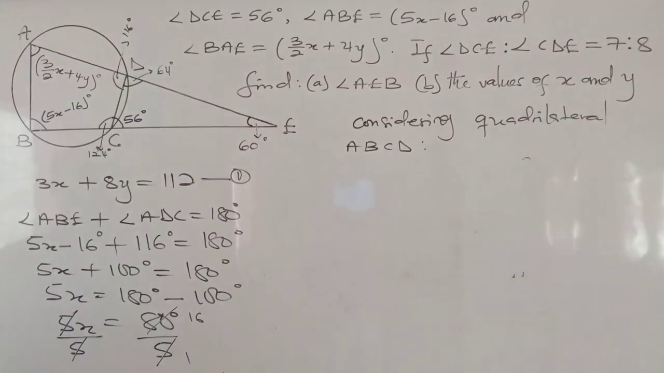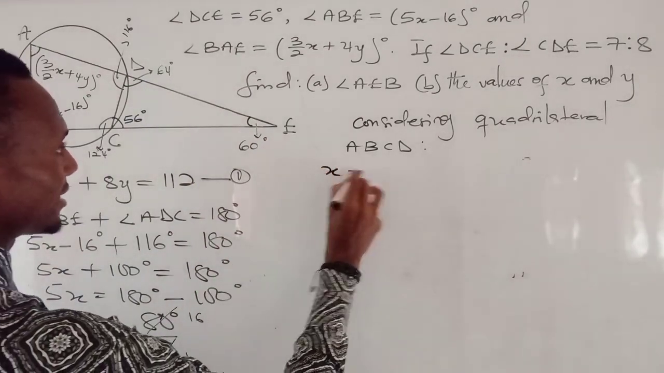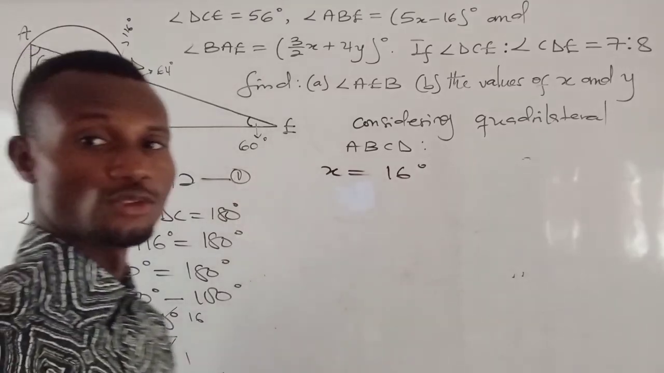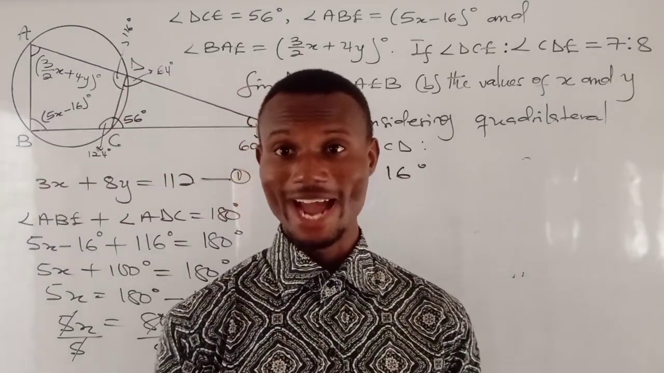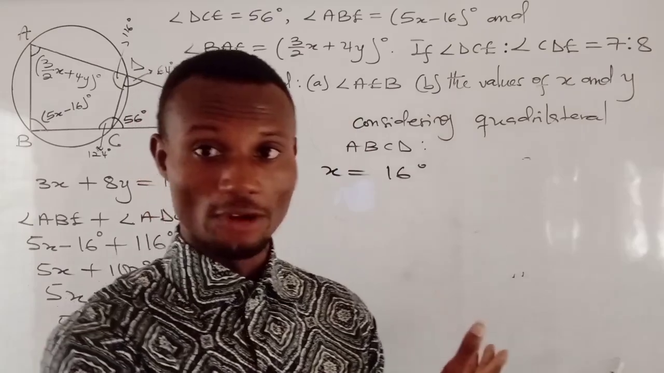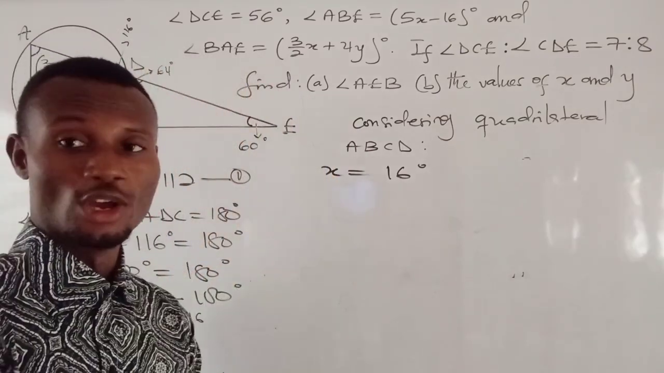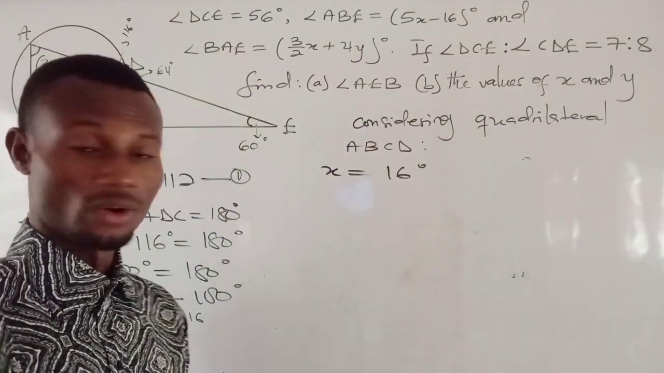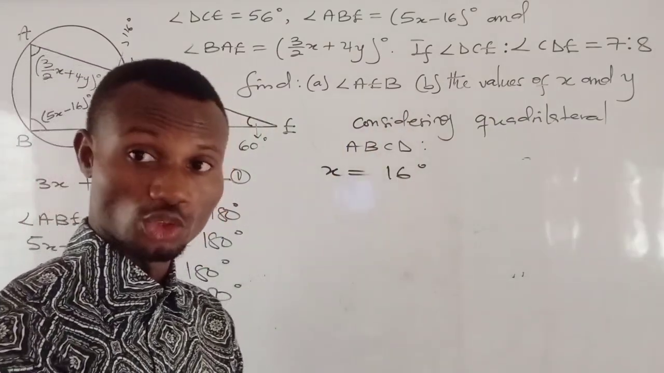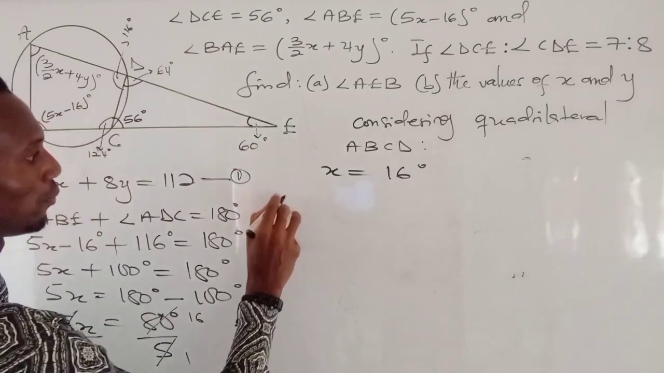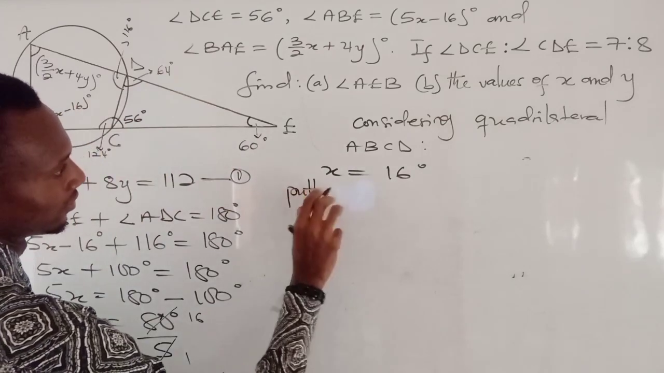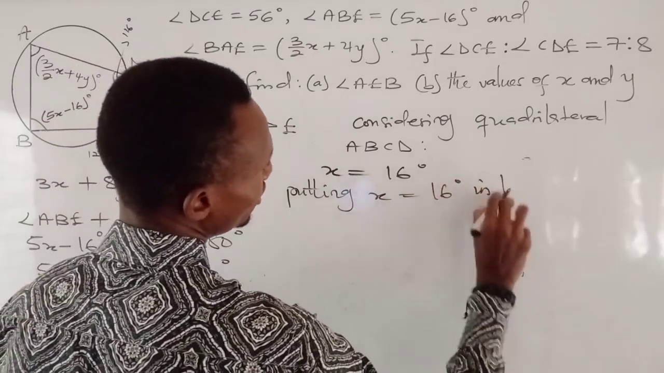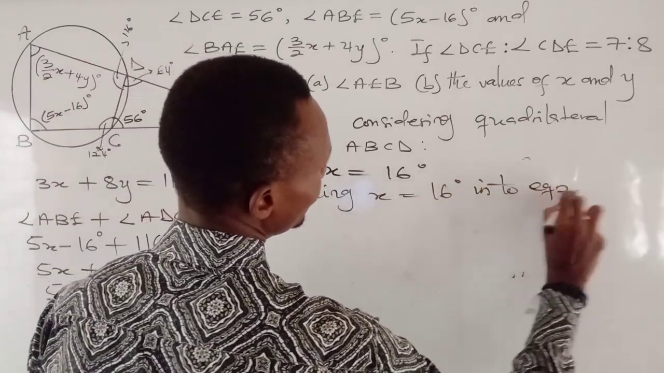So I have that my s equals 16 degrees. We are being asked to find the values of s and y in the diagram. Now we've gotten the value for s, which is 16 degrees. So we are going to put that value into equation 1 to solve for y also. So I'm going to write, putting s equals 16 degrees into equation 1.